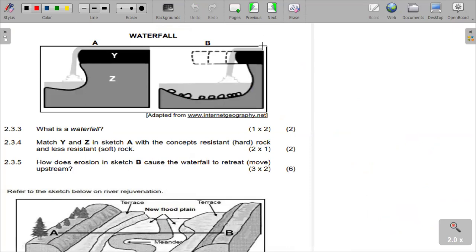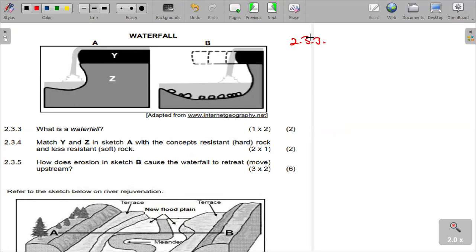And then question 2.3.3, it's a waterfall that is shown there. Define a waterfall. Question 2.3.3. What is a waterfall?